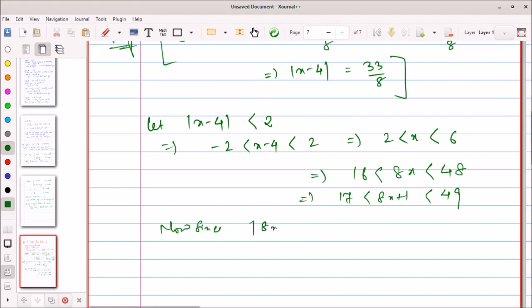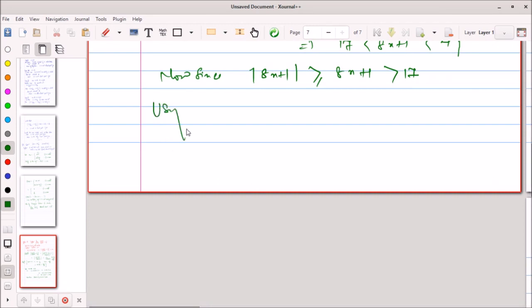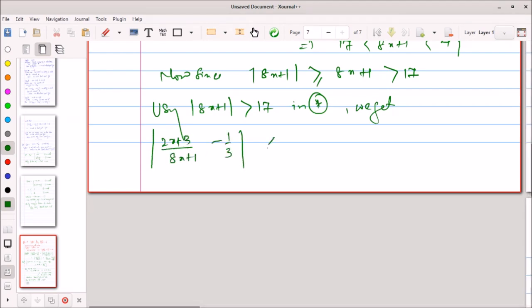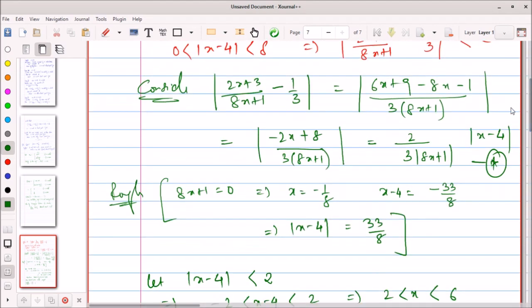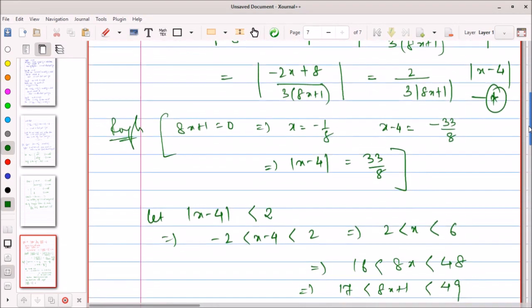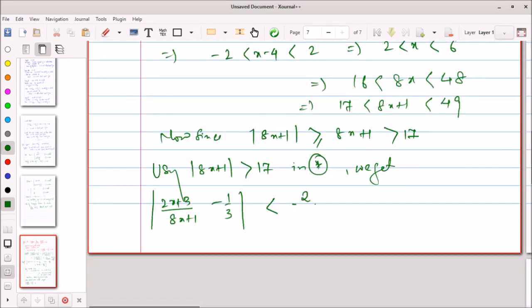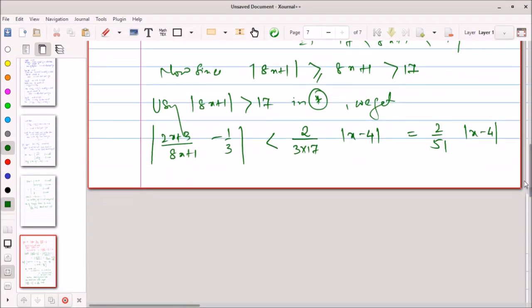Since |8x + 1| is greater than or equal to 8x + 1, and this is greater than 17, using 8x + 1 greater than 17 in star, we get |(2x + 3)/(8x + 1) - 1/3| is less than 2 upon 3 into 17 times |x - 4|. So this is equal to 2/51 times |x - 4|. So my k is this.